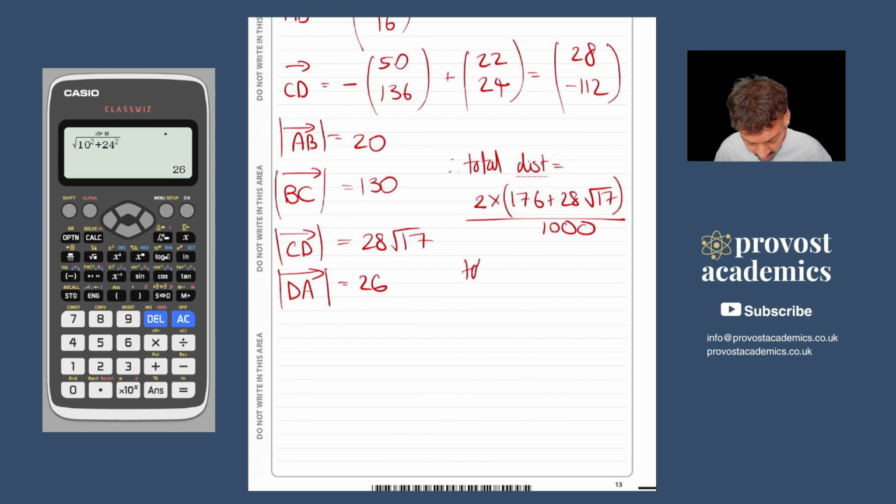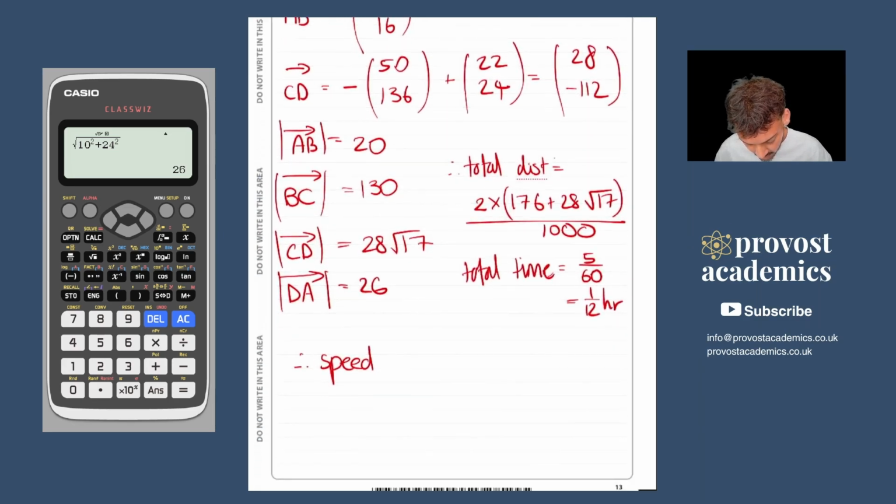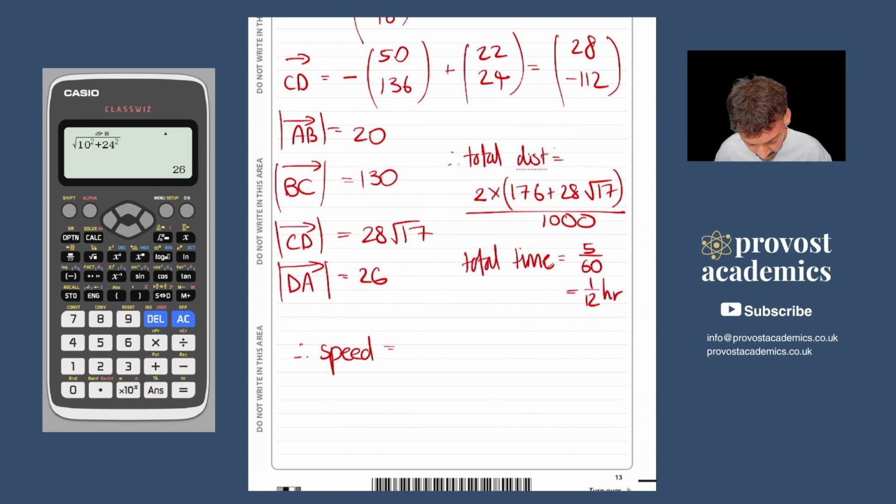And then total time is going to be, it was 5 minutes. So 5 minutes over 60 to give us 1/12 of an hour. So therefore, the speed is what we're looking for, right? Okay, average speed. So speed is going to be the distance.